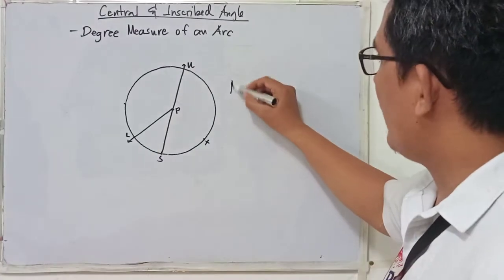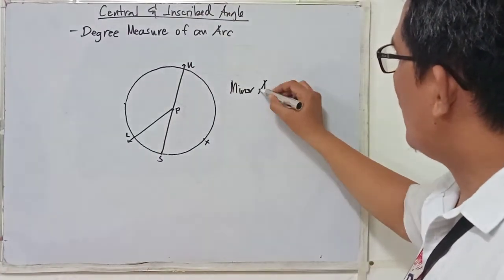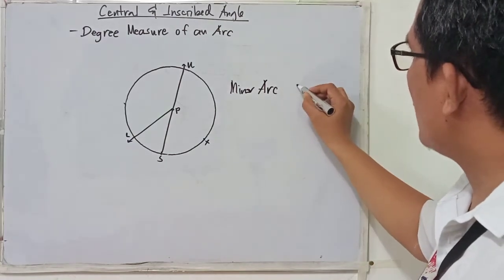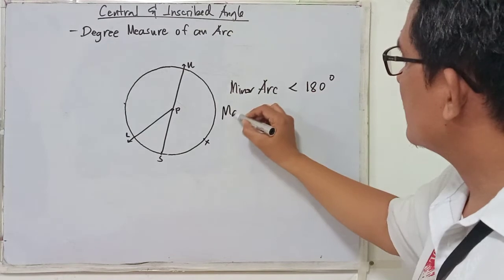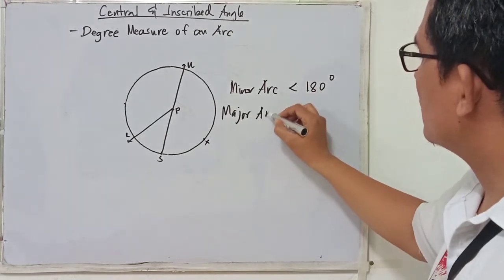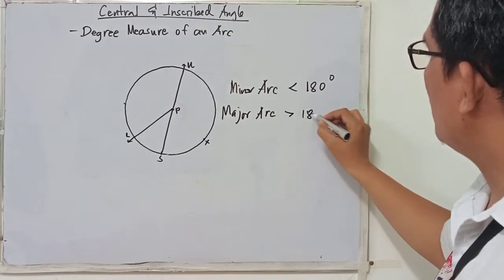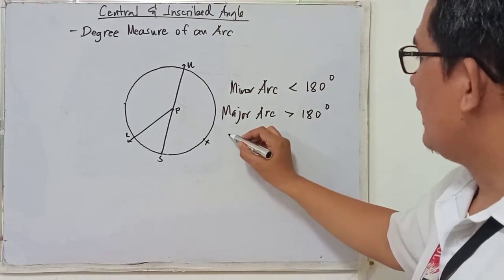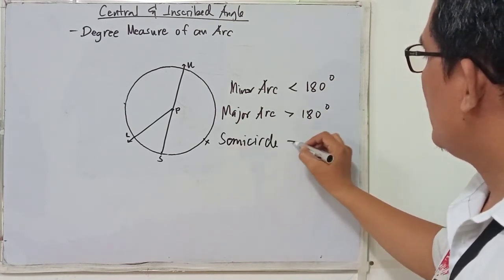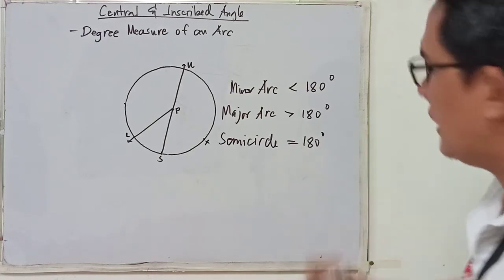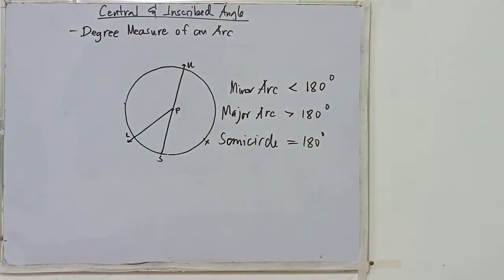So we have a minor arc. A minor arc is less than 180 degrees. A major arc is greater than 180 degrees. And a semicircle is equal to 180 degrees.